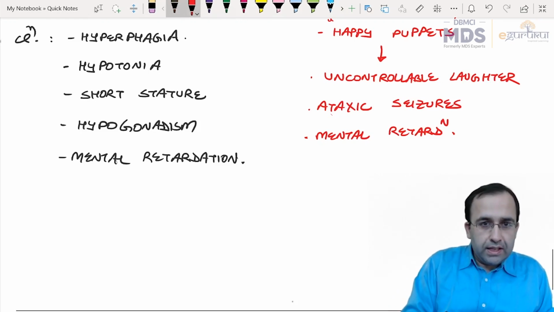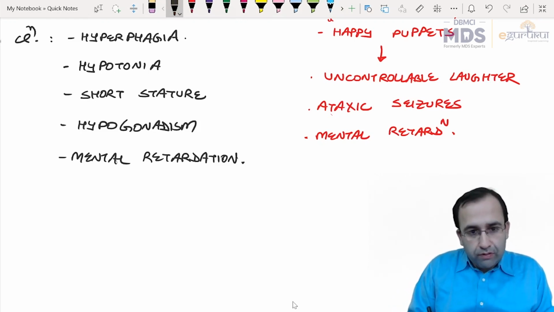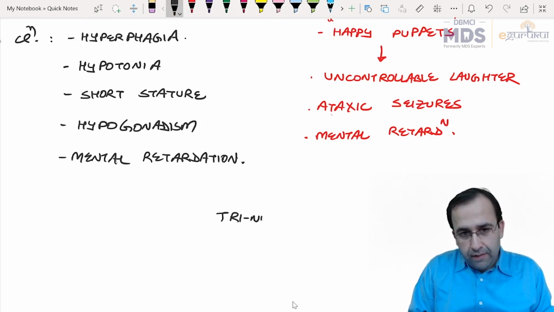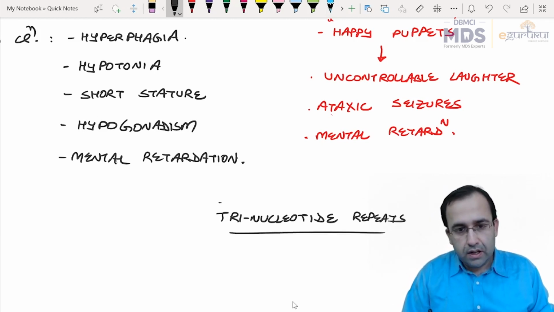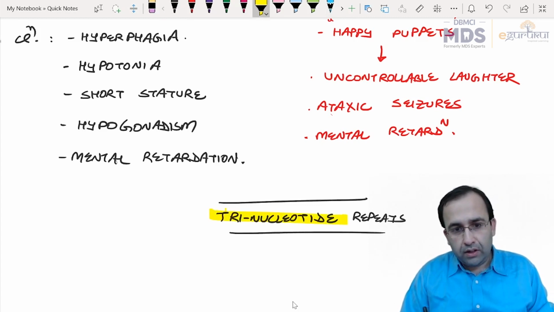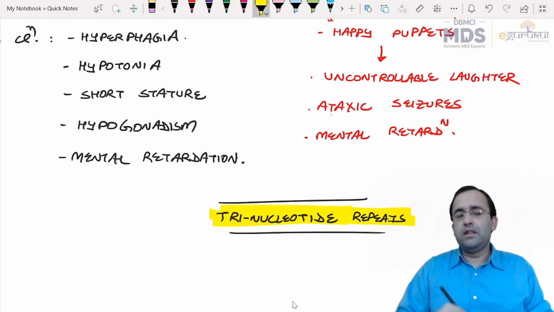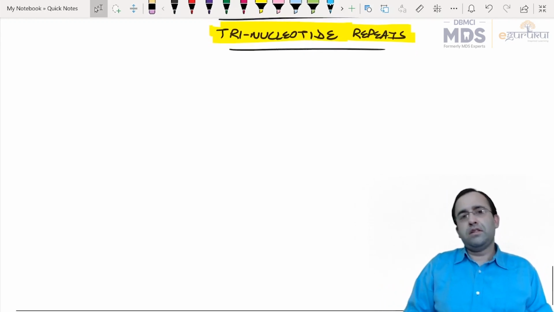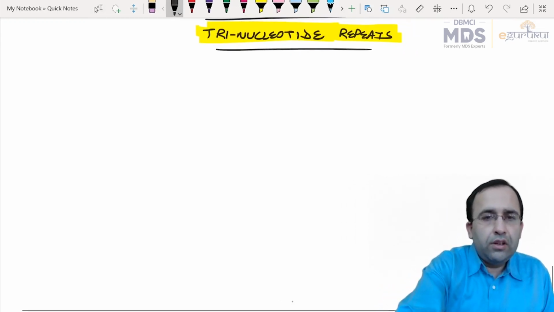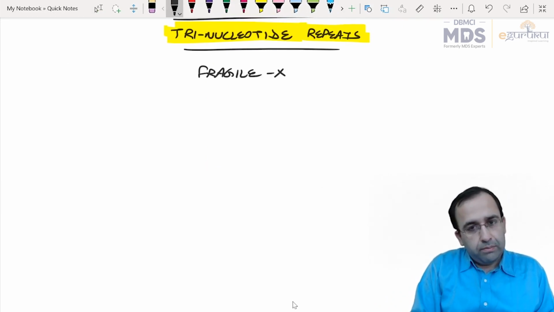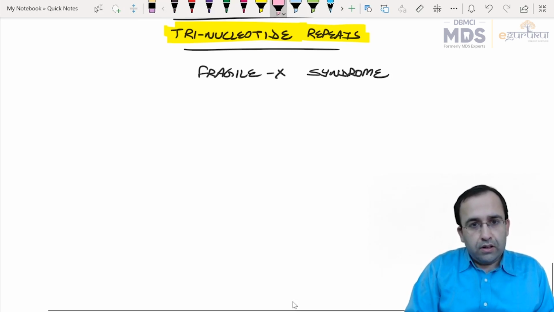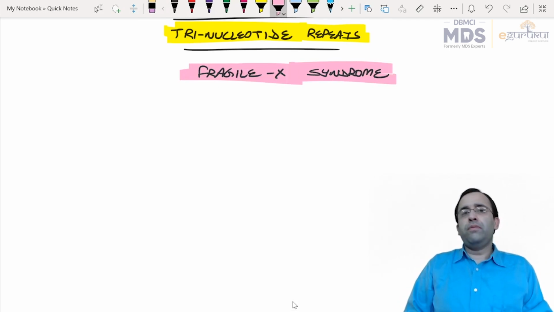Next point. This gets us to our next non-Mendelian inheritance, that is trinucleotide repeat diseases. And the classical trinucleotide repeat disease is Fragile X syndrome. Let us start with the classical one, that is Fragile X syndrome.